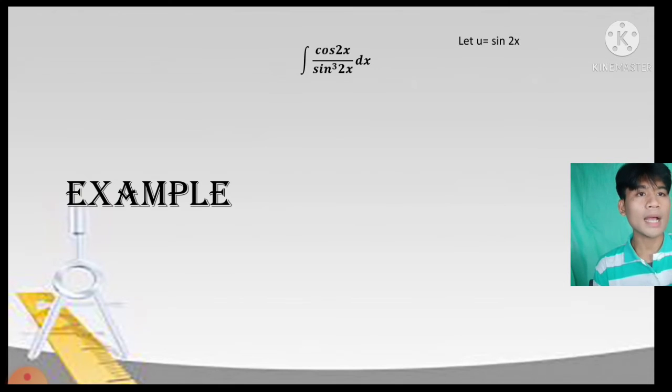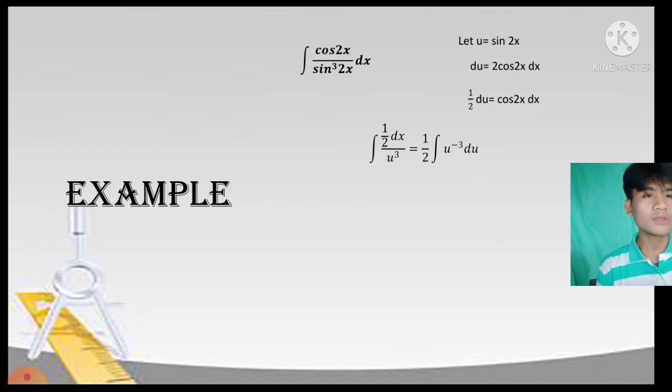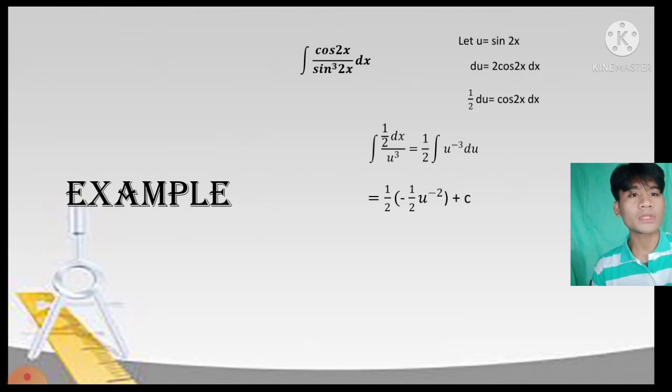So we let u equal sine 2x, and then our du is equal to 2 cosine 2x dx, and then our dx is 1 half du over cosine 2x. And then we substitute to come up with this form: the integral of 1 half du all over u cubed. We exclude the 1 half, so we come up with 1 half times the integral of u raised to the power of negative 3 du. And by that we are able to solve it.